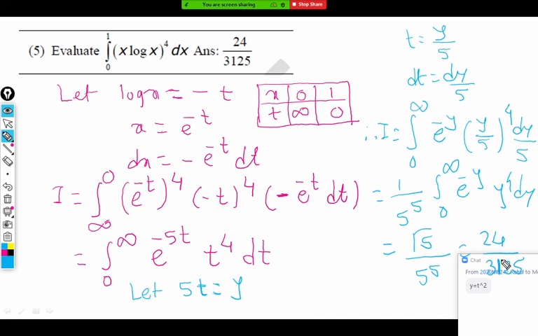So two substitutions we used. One substitution we used here, log x as minus t, and another substitution is here. So at the end the integral goes into the main definition of gamma, which is 0 to infinity e raised to minus y, y raised to 4 dy. So this is the y raised to 4 that is there.